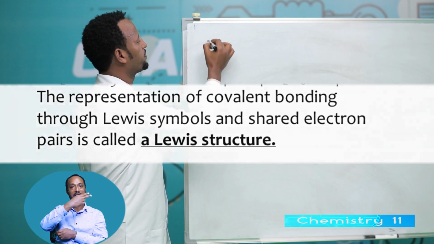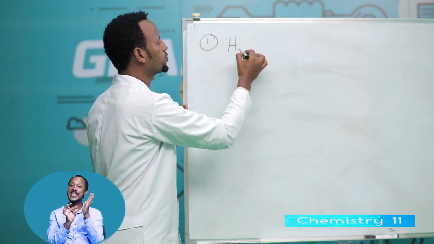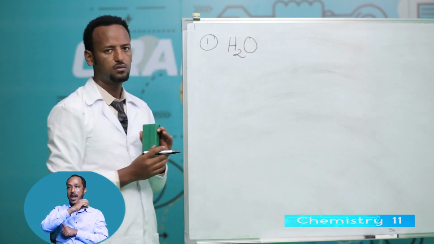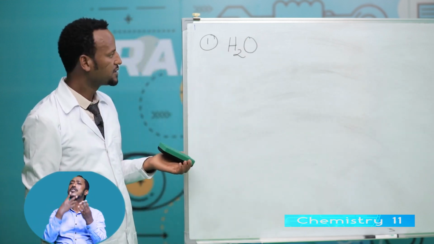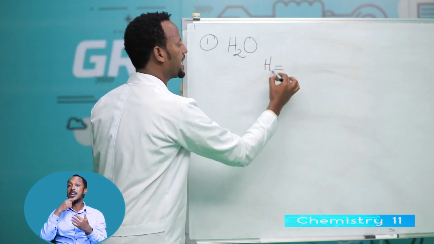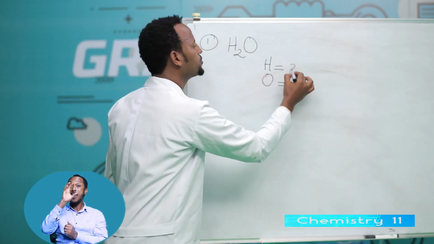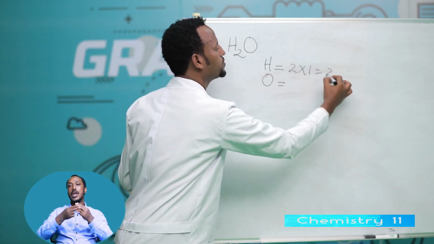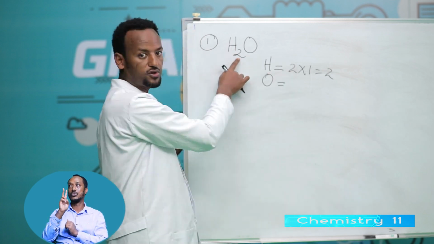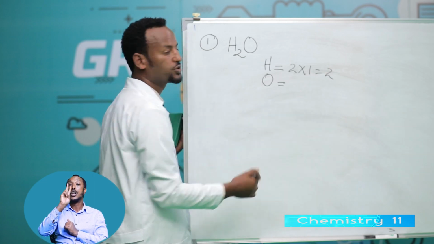For example, H2O. You know H2O is water. First write the number of atoms, hydrogen and oxygen. How many hydrogen? 2 hydrogen. Therefore, 2 times 1, 2. Why 2? Because the number of hydrogen is 2. Why 1? Because the number of oxygen is 1. 2 times 1 is 2.